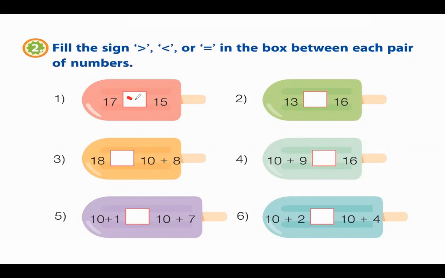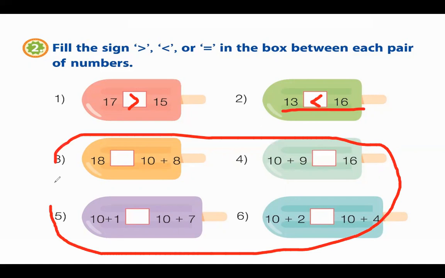So that is just an example. Okay, so next, number 2. 13 and 16. 13 is equal to 16, 13 is greater than 16, or 13 is less than 16. So that is 13 is less than 16. Okay? So please try to answer numbers 3 until 6.